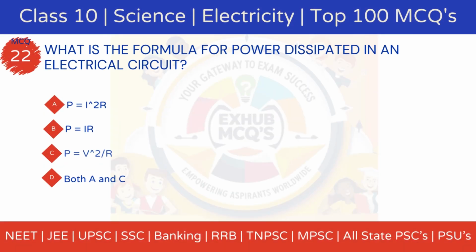MCQ 22. What is the formula for power dissipated in an electrical circuit? Option A, power equals current squared multiplied by resistance. Option B, power equals current multiplied by resistance squared. Option C, power equals voltage squared divided by resistance. Option D, both A and C.